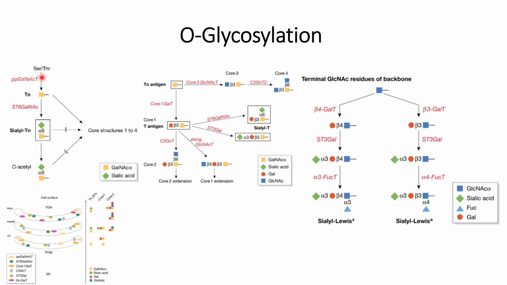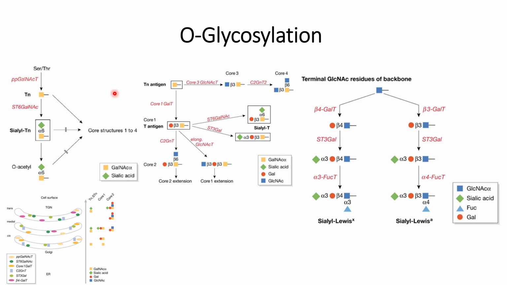threonine, and O-Glycosylation mainly occurs at serine and threonine using the transferase PP galNAc-T. It will add galNAc to the serine and threonine, which forms the Tn antigens, and from the Tn antigens it will either form the core 1 to core 4 structures or the sialyl Tn antigens. In order to form the sialyl Tn antigens, ST6 galNAc transferase is needed, and all these O-glycosylations occur mainly in the Golgi body.